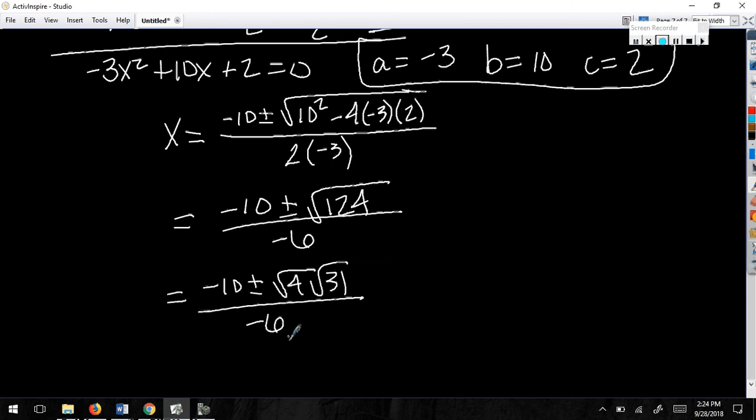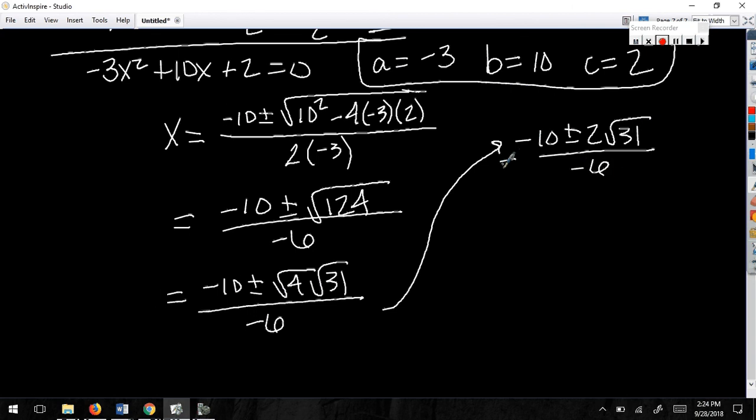Just like we did before. So the square root of 4 is 2. So I get negative 10 plus or minus 2 root 31 over negative 6. What can I divide everybody by? 2. Don't ever divide what's under that square root.